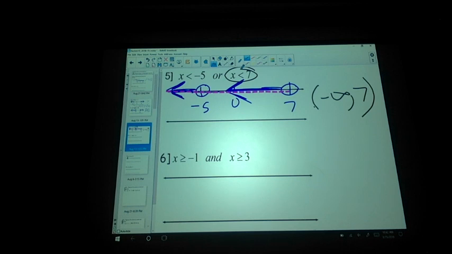All right, let's see. I got negative 1 here. I got 0 here. I got 3 here. So this is here. This is here.